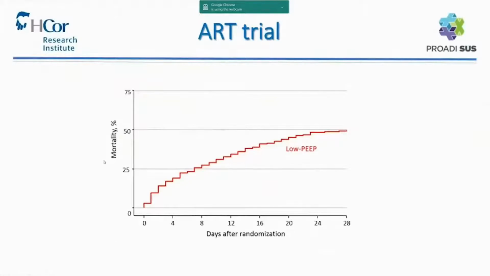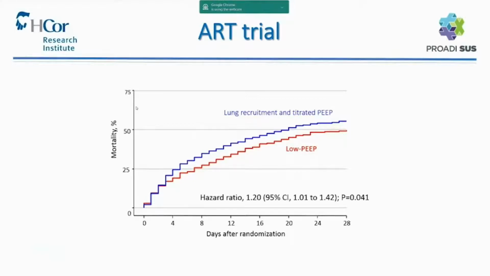The problem of massive atelectasis is that to reverse atelectasis, as we know from the results of the ART trial, if you promote an aggressive recruiting maneuver, you can increase mortality. Despite all the criticisms about this study, this is potentially true, and an aggressive recruiting maneuver can cause deterioration of the hemodynamic system.